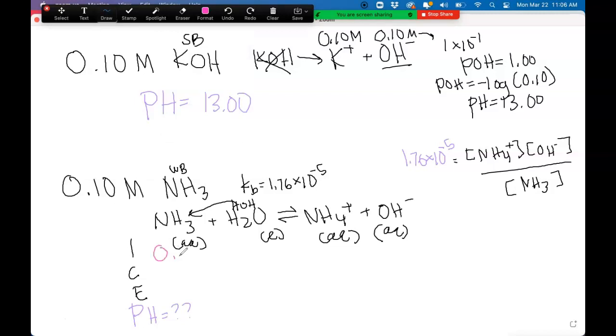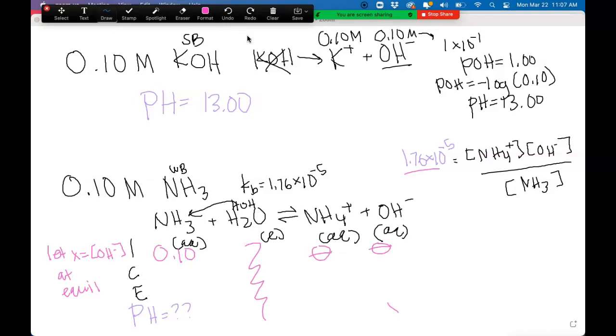So this is 0.10. Liquids don't matter. And this is 0 and 0 initially, which is the exact opposite of how we did the strong base. Okay? Now what? When K is given, you almost always have to let X equal, and then we pick one of these guys. Now they're in a 1-to-1 ratio, so it doesn't matter who we pick. I'm going to do hydroxide. Concentration at equilibrium. So this is X.